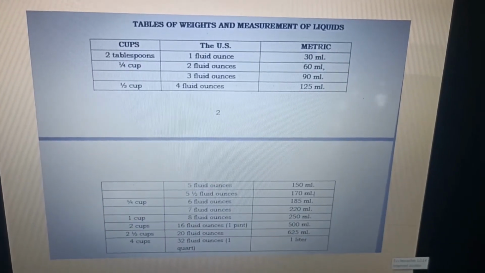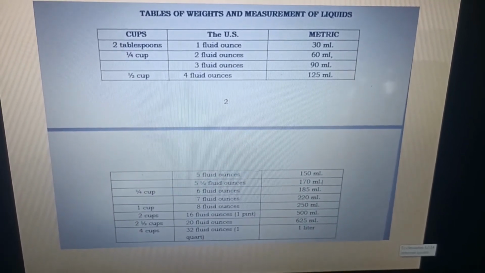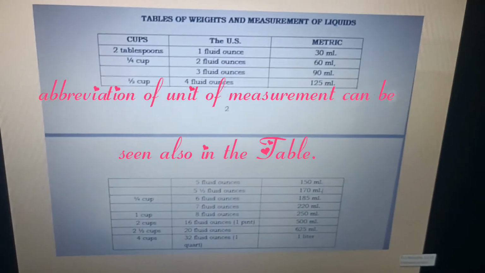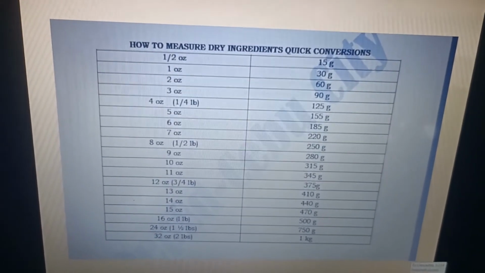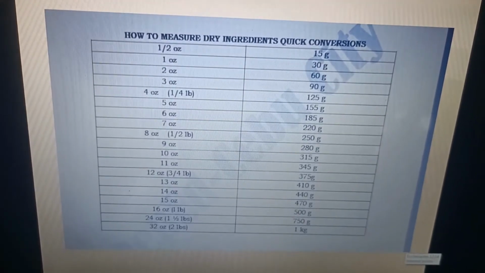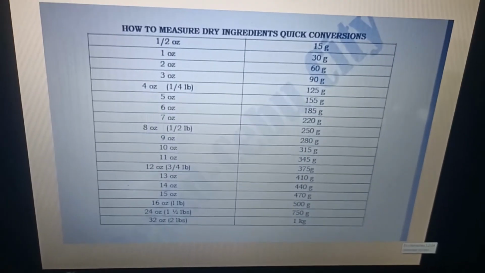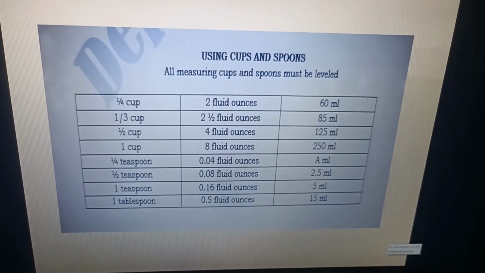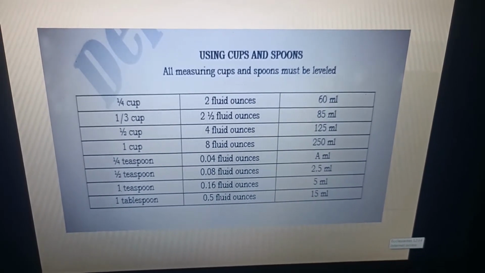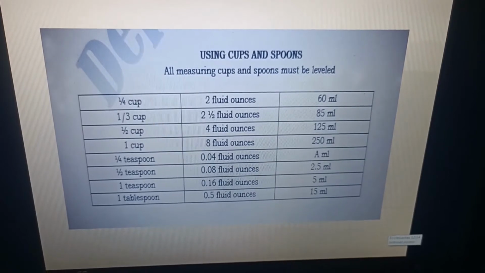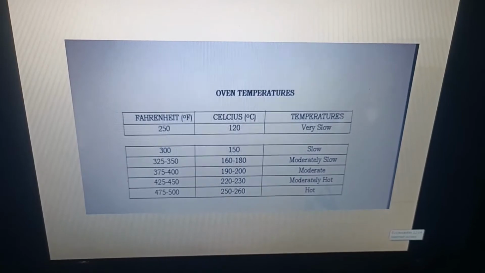So these are the tables of weights and measurements for liquid. This is also present in your module. Okay, this is also a quick conversion from ounce to gram to kilogram. And this one is using cups and spoons to fluid ounces and ml. And the temperatures for oven.